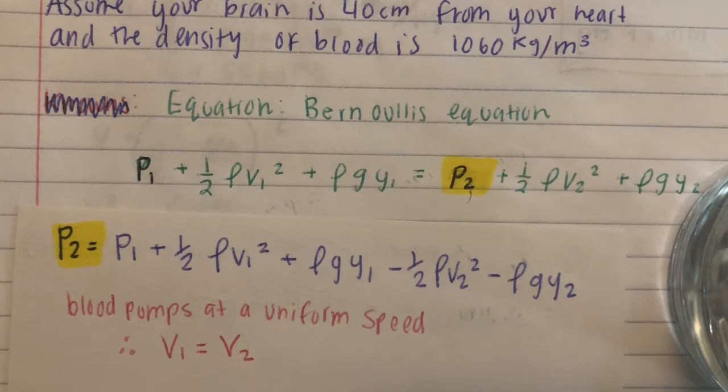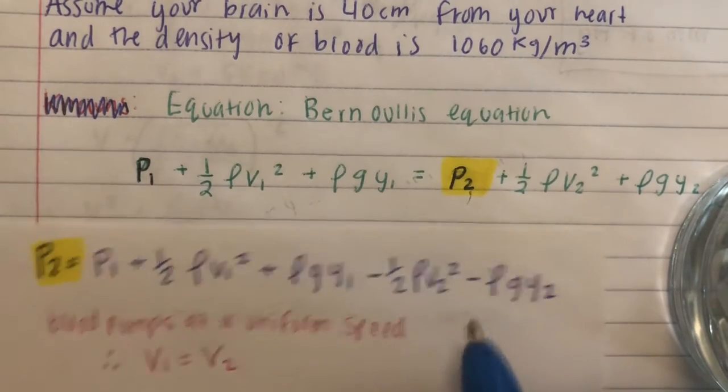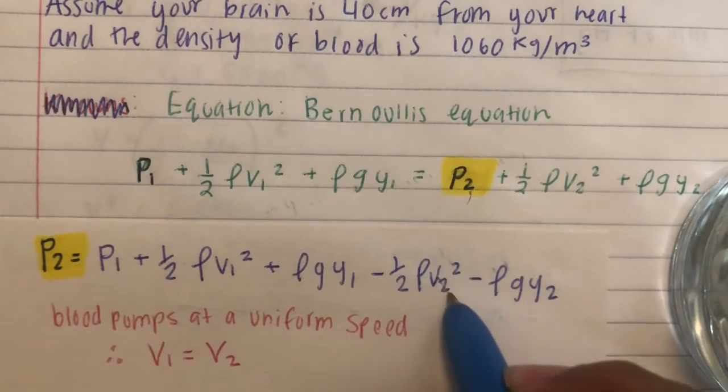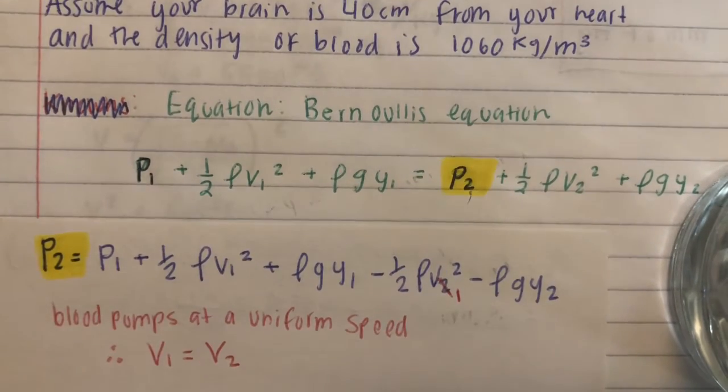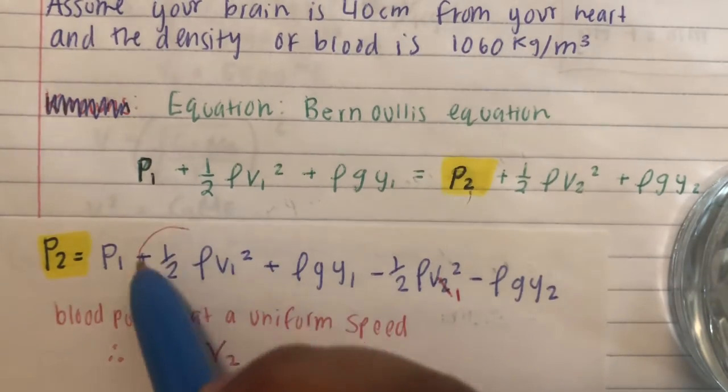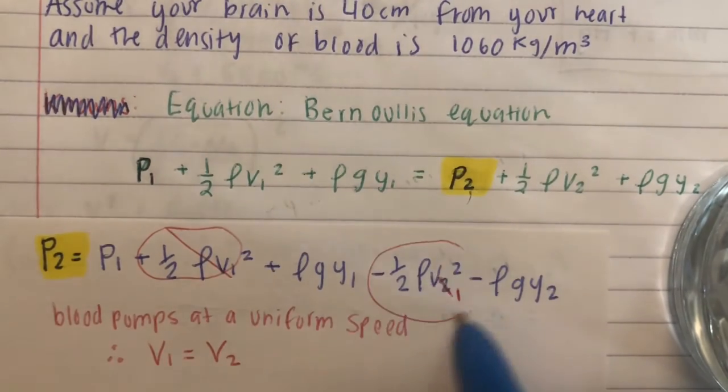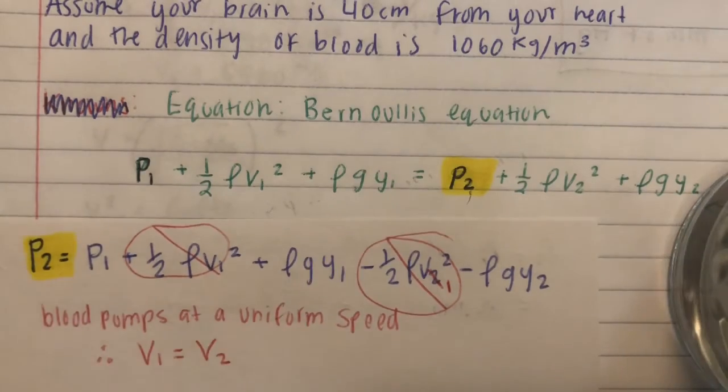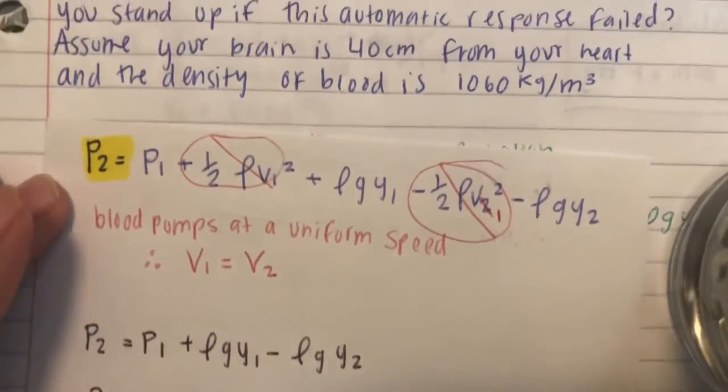Okay, and as you can see, we don't have any type of velocity. This is because our blood pumps at a uniform speed. The question doesn't tell us that the blood is not pumping at a uniform speed, so we're going to assume that velocity 1 is equal to velocity 2. Given this, we are able to cancel some things out. Once we cancel them out, we get this.